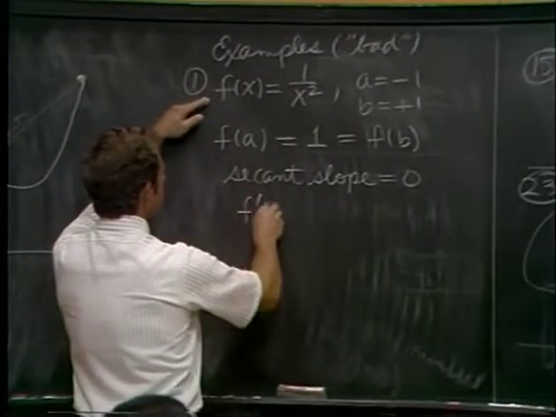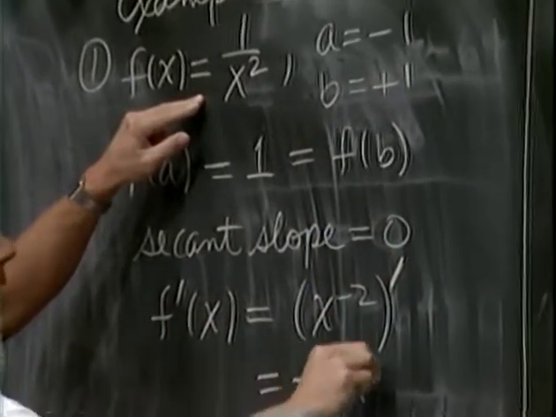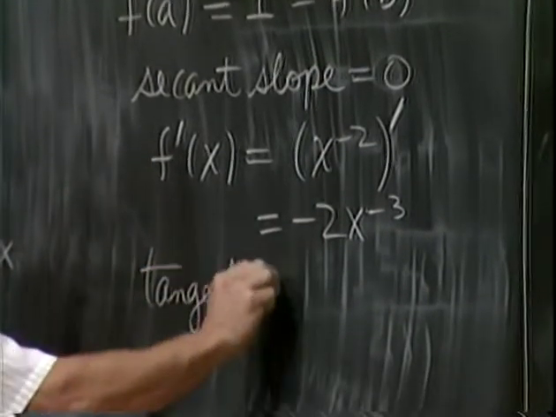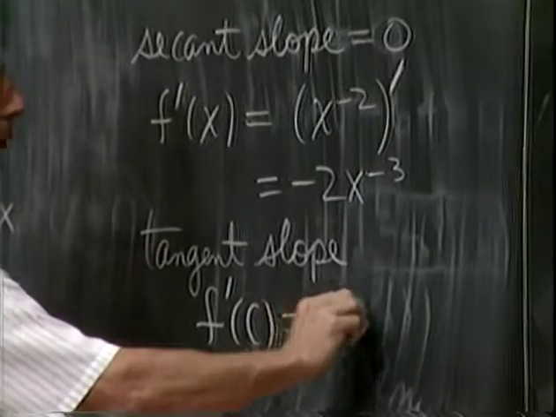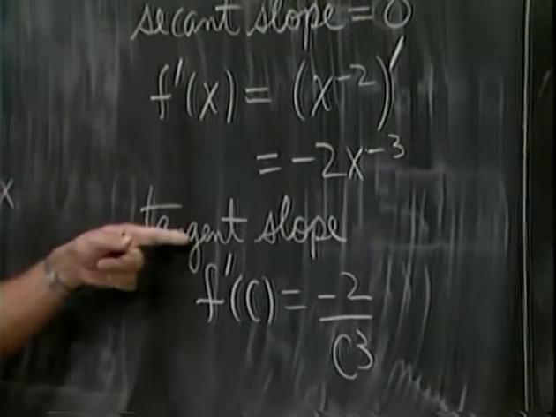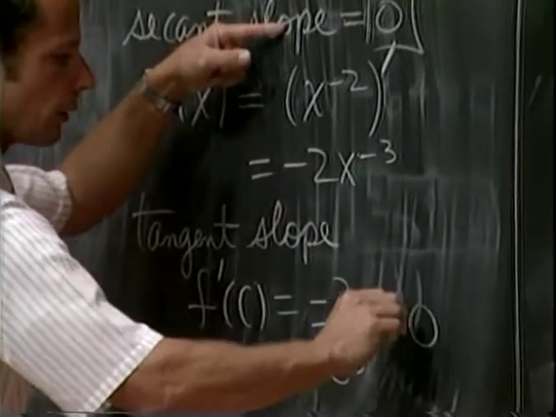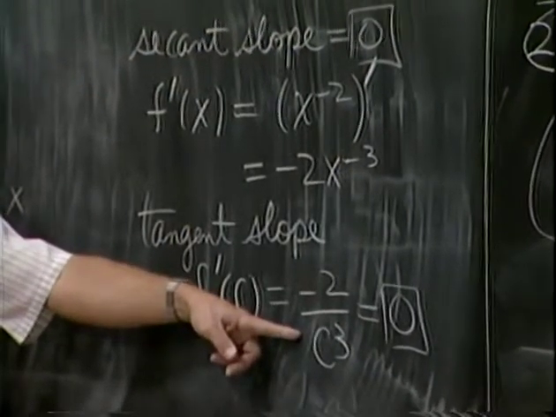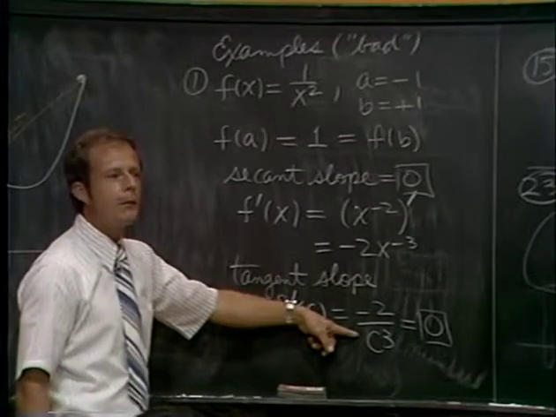But if you look at f prime of x, that's the derivative of x to the minus 2, which is minus 2x to the minus 3. If you look at that, then the tangent slope I'm looking at over in that picture would be f prime of c, which is minus 2 over c cubed. Okay, and the claim is that the tangent slope should equal the secant slope for some number between a and b. Now, where is this ever going to be satisfied between a and b? Yeah. Never. Never, ever, anywhere.